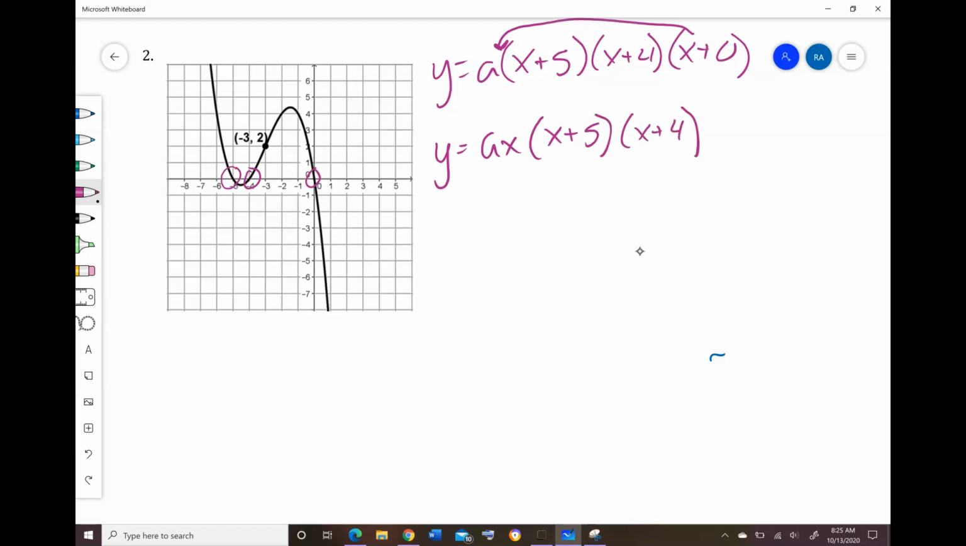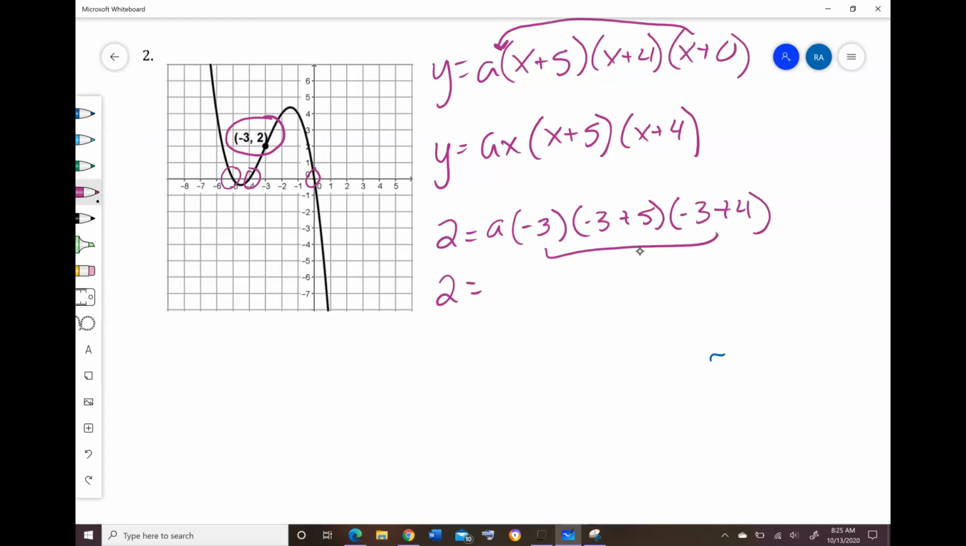Now, it gave me a point again. Here's my x and y: -3, 2. My y is 2. And I'm going to plug -3 into all my x's. So now simplify this. It's -3. -3 plus 5 is 2. And -3 plus 4 is 1.